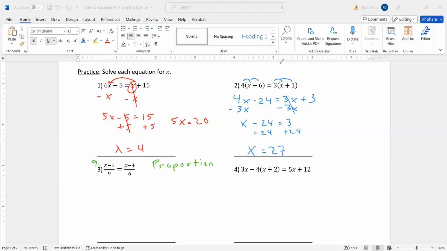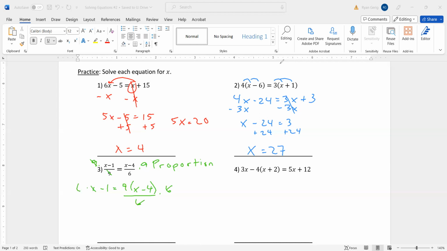I see x minus 1 divided by 9. To undo that multiplication or that division, I'm going to multiply both sides by 9. And that's going to cancel the 9 here. And that's going to give me x minus 1 equals, and I'm going to take 9 times the whole numerator. So 9 times x minus 4. But then I've still got that divided by 6. So I can't really do anything yet because I've got that 6 there. So I'm going to go ahead and get rid of the 6 by multiplying the 6.